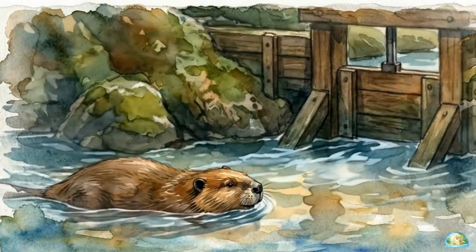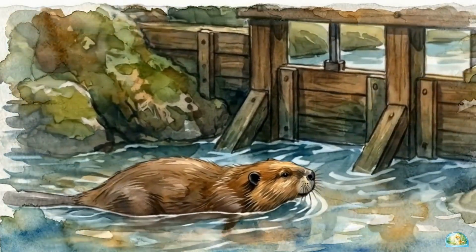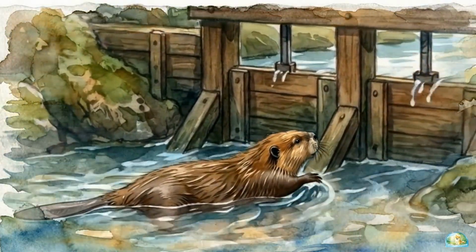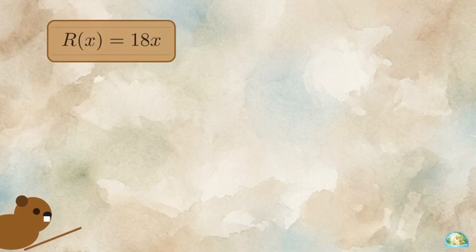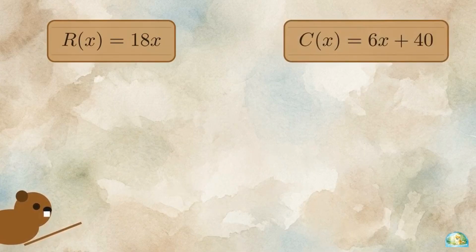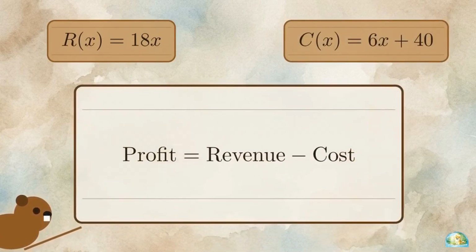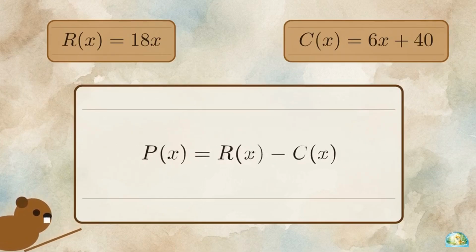Moving downstream to the sum sluice, Birch encounters a different balance, money coming in versus money going out. Carved into the sluice, revenue is R of x equals 18x, and cost is C of x equals 6x plus 40. Now we need a profit function. Profit is simply revenue minus cost.